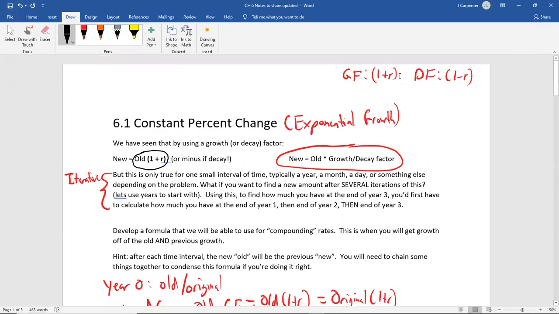And I'm going to leave all the stuff up here that I wrote, just in the interest of time. I'm going to use my highlighter to show you where I am as I go. So 6.1, constant percent change, which I make the point is also known as exponential growth. So constant percent change is what leads to what we call exponential growth. And so far what we've seen is linear growth.